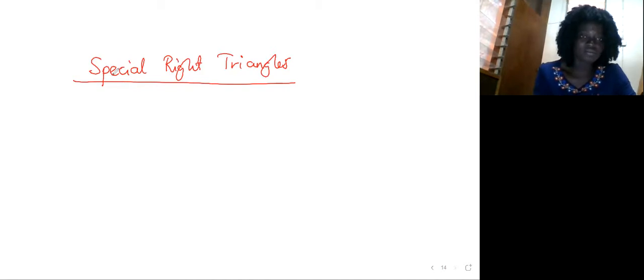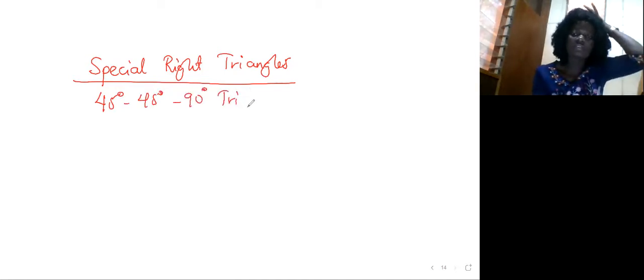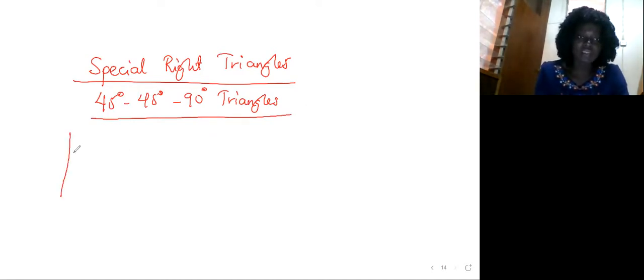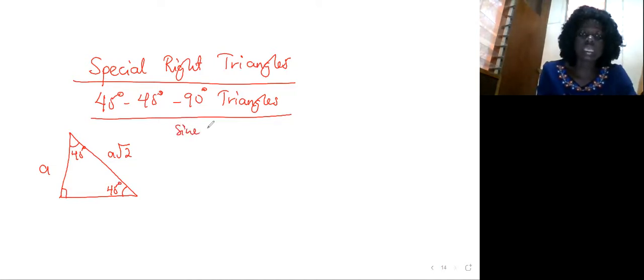So we have the 45 degrees, 45 degrees, 90 degrees triangle. That's the first we are going to talk about. Okay, so picking a right angle triangle here, I have A, A root 2, then 45 degrees, another 45 degrees. And for this, we are going to find the sine, the cosine, and the tangent.